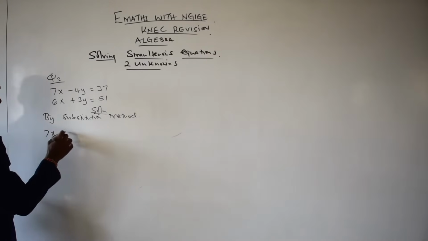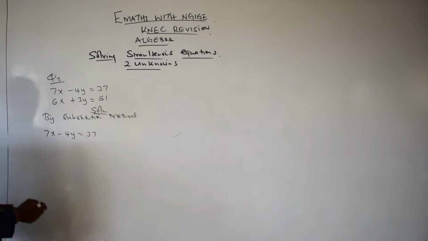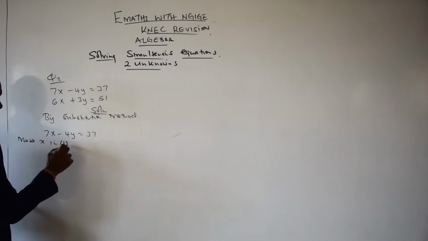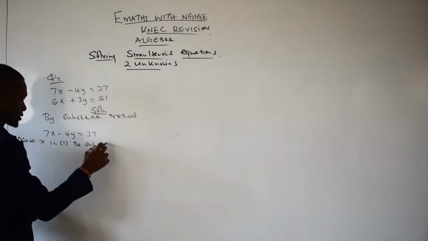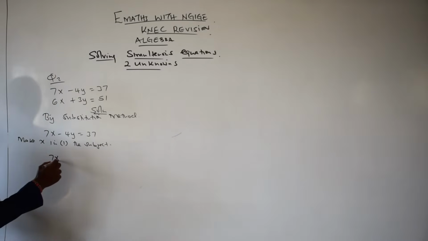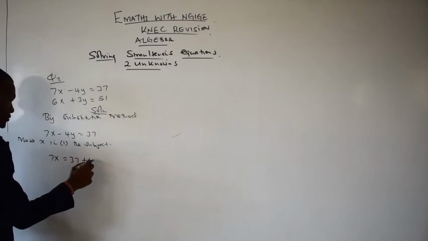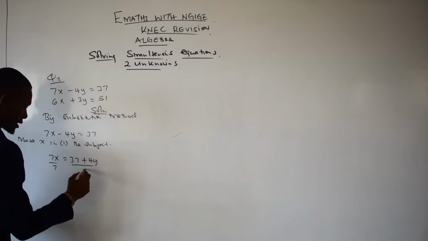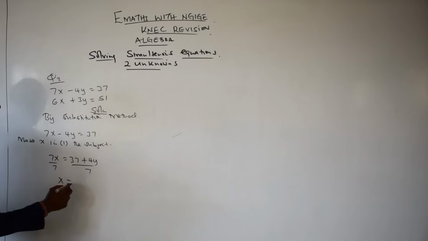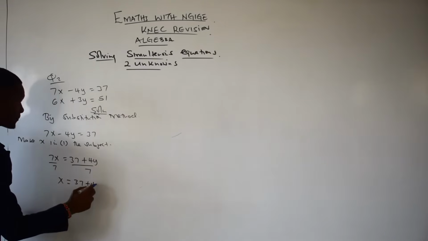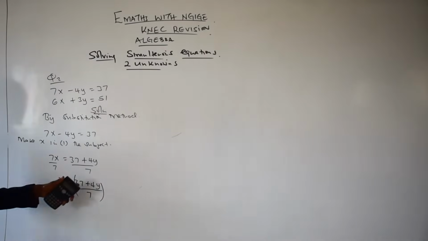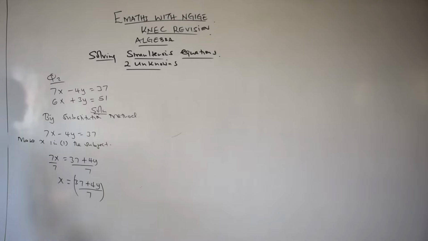So we have 7x minus 4y equals 37. Making x the subject, so make x in 1 the subject. So we shall have 7x, take the negative of 4y to the right hand side. So we shall have 7x equals 37 plus 4y. Then divide all through by 7. So we shall have x equals 37 plus 4y divided by 7.